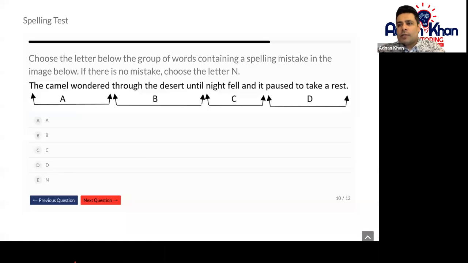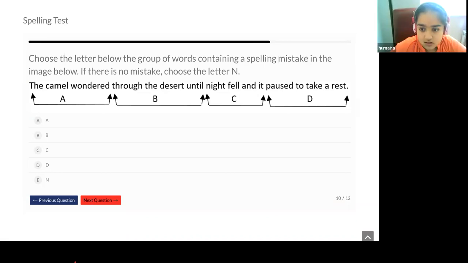We've got 2 more questions left, and let's go to somebody who hasn't quite answered. So I think most of you answered. Humera, let's try you one more time, see if we can hear you. Humera, are you there? Yeah. Okay, Humera, read the sentence. The camel wandered through the desert until night fell and it paused to take a rest.